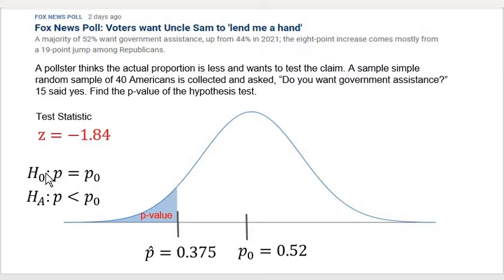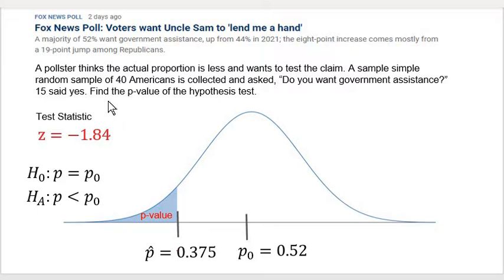In this case, the null hypothesis is that the population proportion of people that want government assistance is 52%. So that null proportion comes from the claim that's being made by this Fox poll that the proportion of Americans that want government assistance is 52%. So since that's in the middle, we collect a sample of 40 Americans and we calculate what's called a sample statistic to estimate the population parameter, which is the proportion.